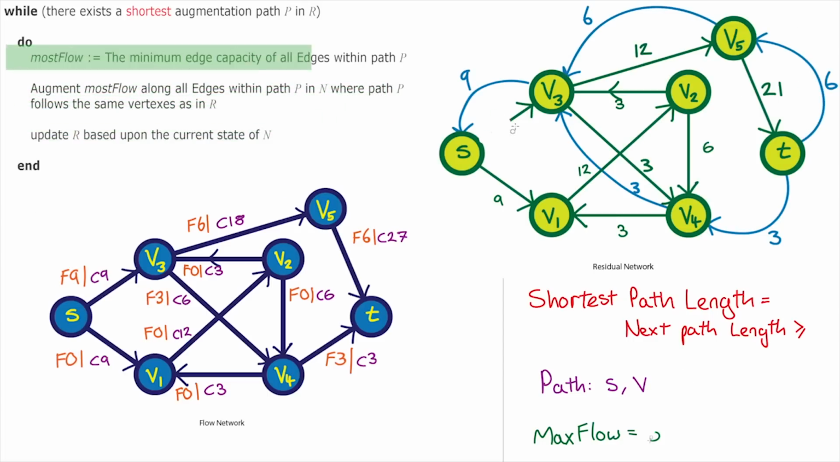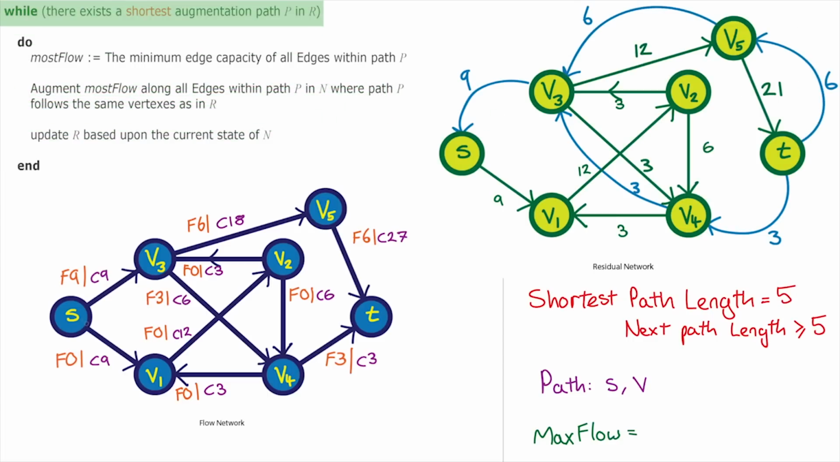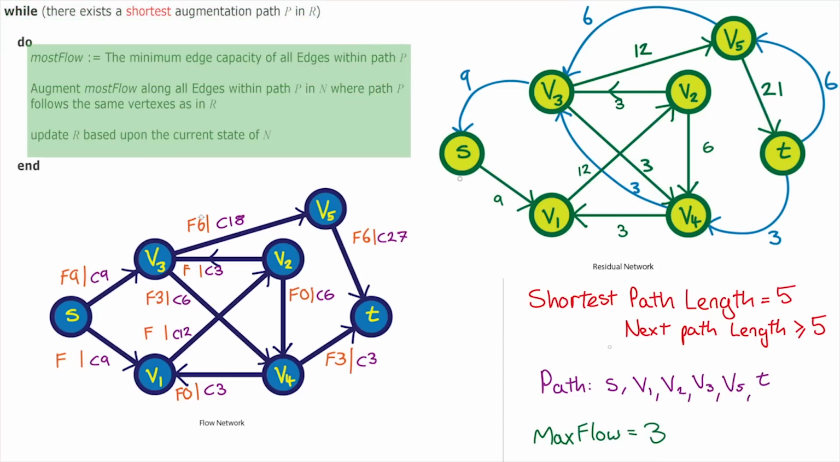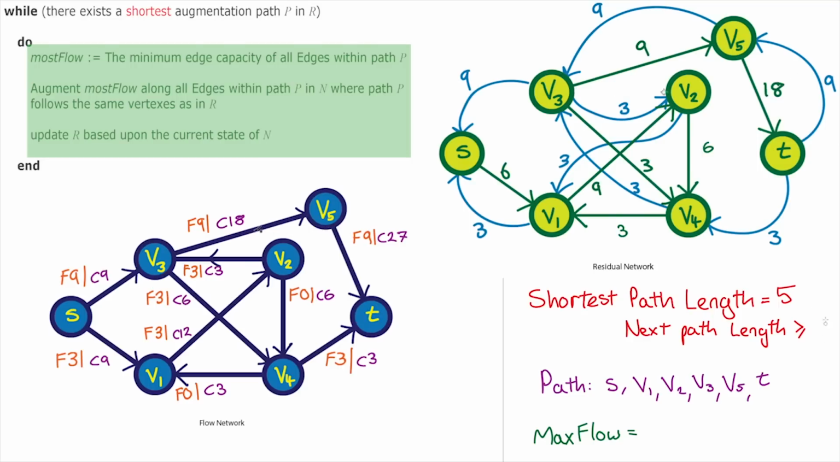Our shortest path has a length of 5, and goes from S, V1, V2, V3, V5, T. We push this new flow through our network and update the residual network. Now let's pause for a moment. If you were to only look at the flow network, you would think there are no more paths through which we can push our flow, but the residual network tells a different story. Between V3 and V4 there is flow we can push back that makes room for more flow in the network.